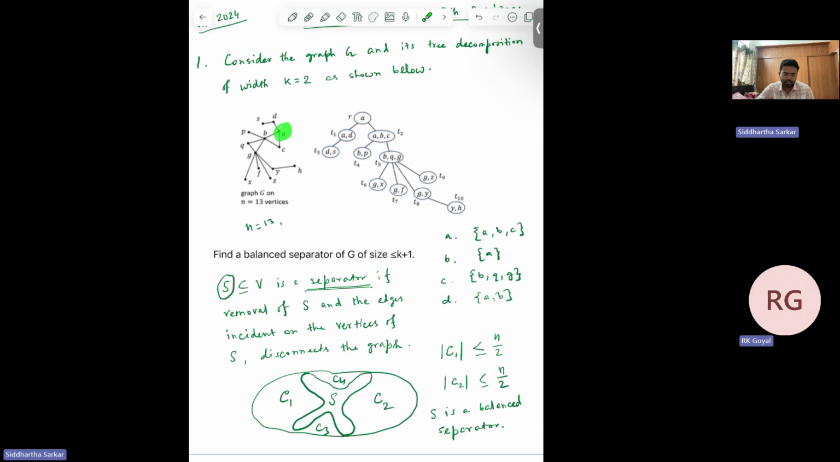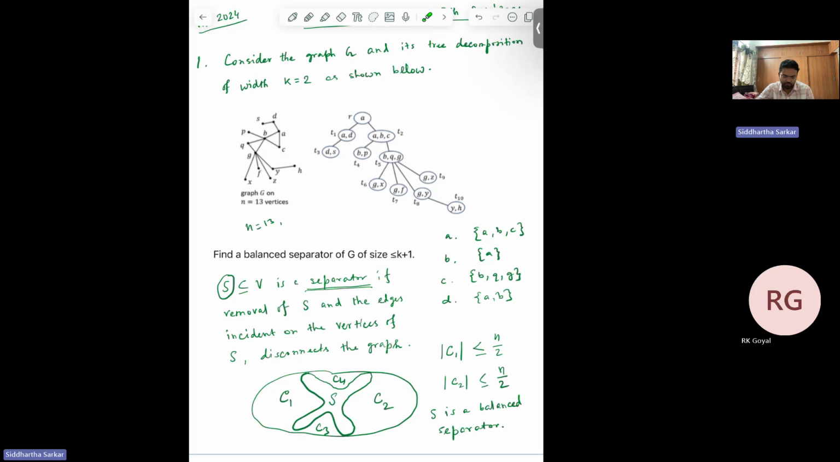Yes, you are right. So are both the components light? No. One is heavy and only one is light. Correct. So one of these components has so many vertices. So this is definitely heavy. The other component is only two vertices. So the bag corresponding to the root is not a balanced separator. So then the algorithm proceeds.